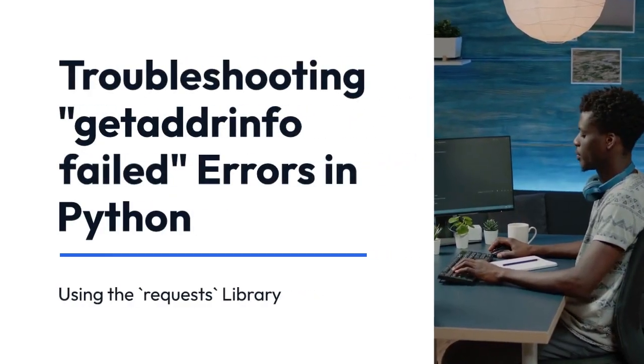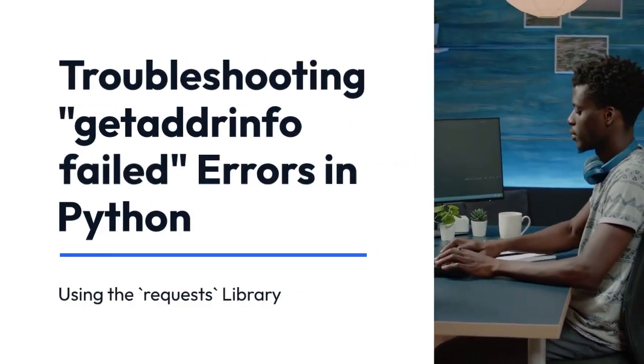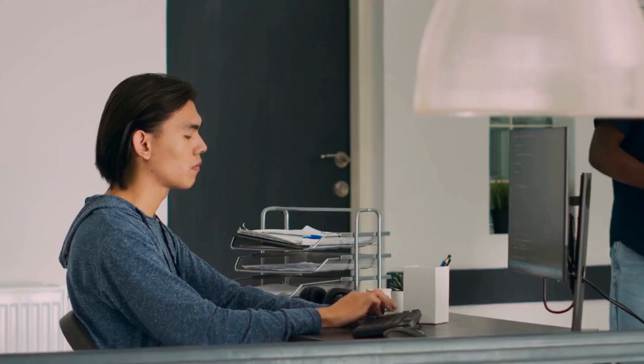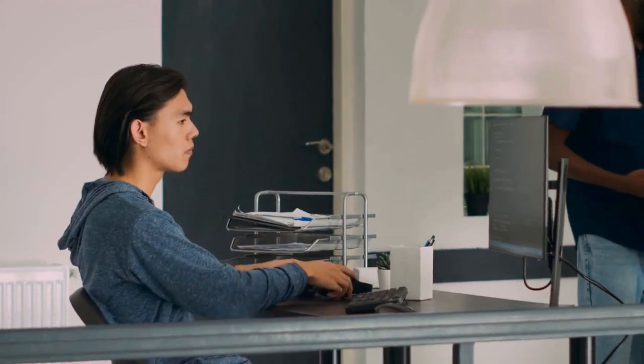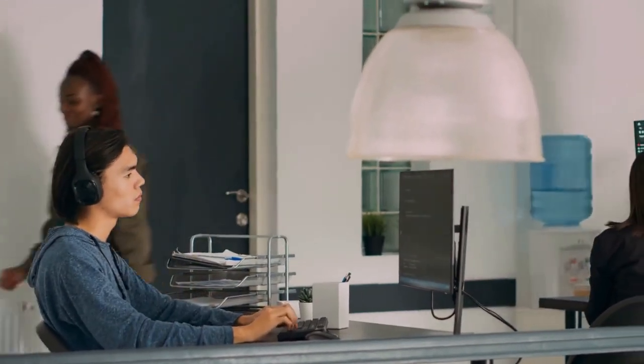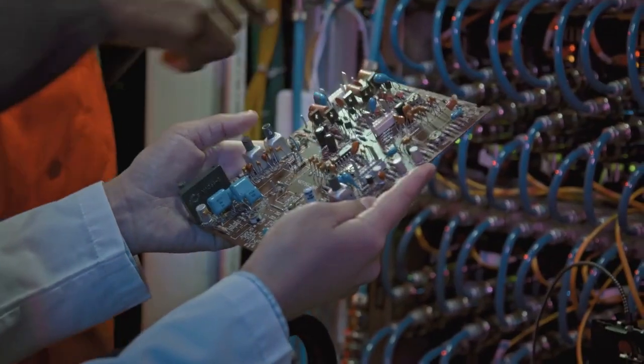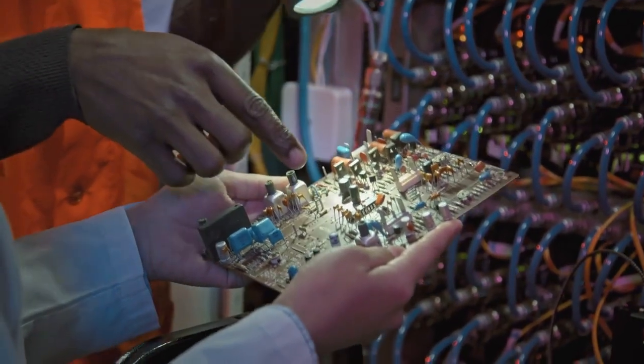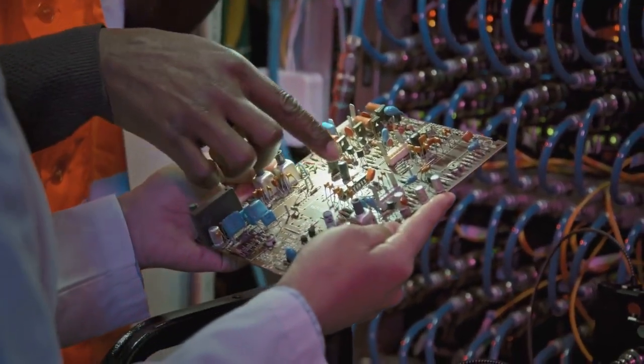We're going to explain how to troubleshoot getaddrinfo failed errors when using Python's requests library. This error typically means your program can't resolve a domain name, like www.example.com, into an IP address, which is necessary for making network connections. Let's walk through some common causes and solutions.